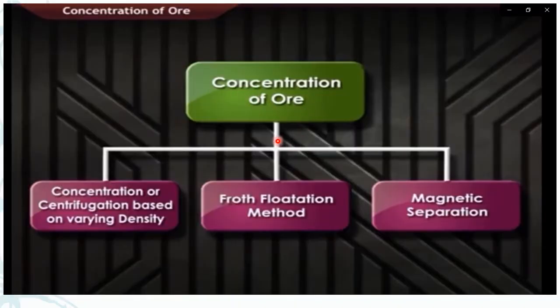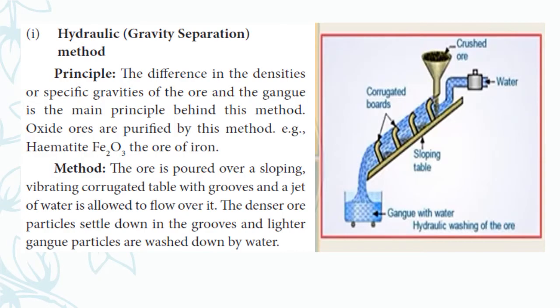Concentration of ore is divided into three things. First part is concentration or centrifugation based on varying density. Second process, flotation method. Third process is a magnetic separation. We'll see one by one.